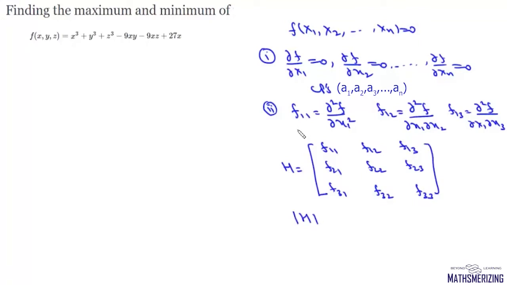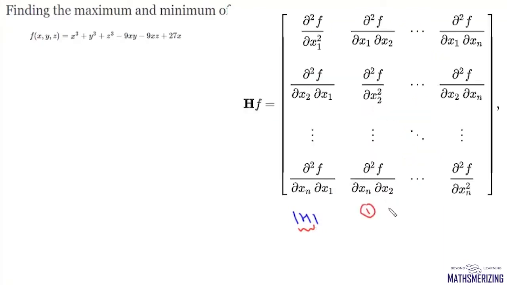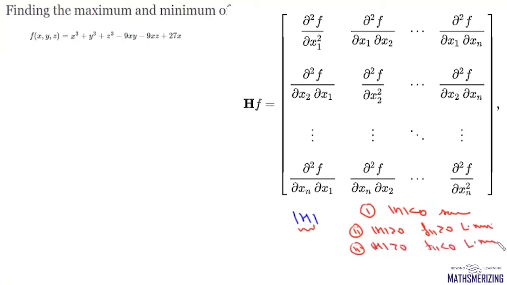Now looking at the sign of f11 and delta h, we can say whether the given point is a point of local maxima, a point of local minima, or a saddle point. If h is less than 0, we know that it's a saddle point. If h is greater than 0 and f11 is greater than 0, it's a point of local minima. If h is greater than 0 and f11 is less than 0, it's a point of local maxima. And if h is 0, we simply say the test fails.